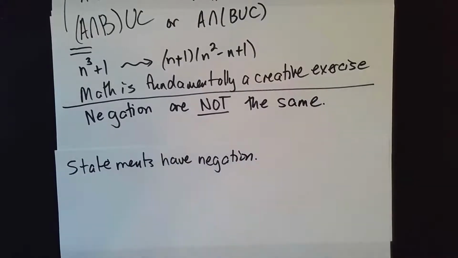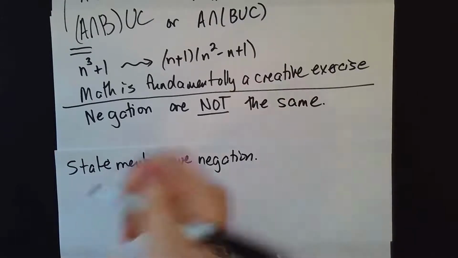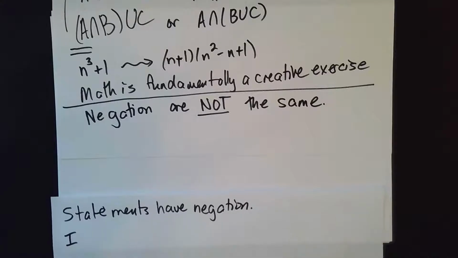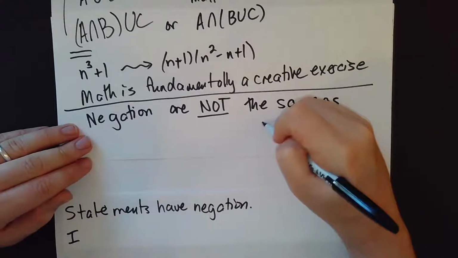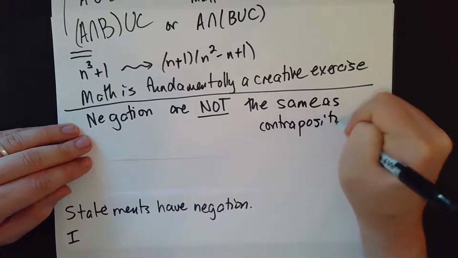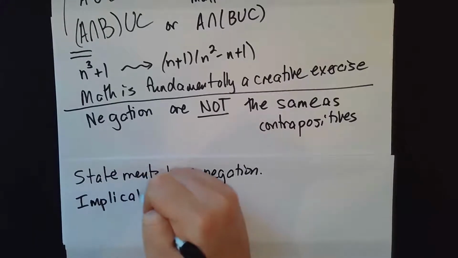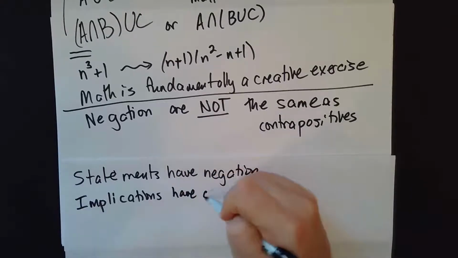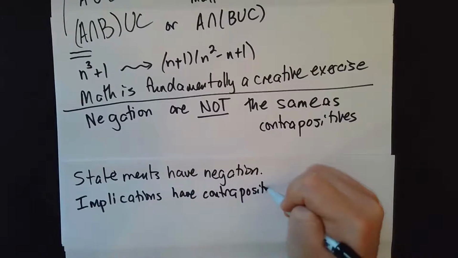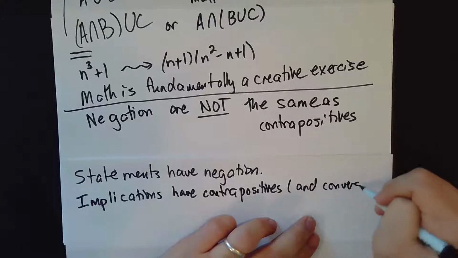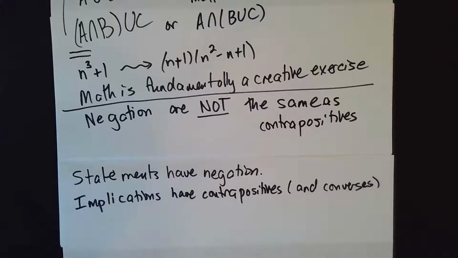Remember, what makes something a statement is just that it is well enough defined to have a truth value. That is, it's true or false. And so as soon as something is a statement, it has a negation. On the other hand, the things that have contrapositives are implications. I realize I did not actually write the full sentence here. Sorry. Implications have contrapositives, and also converses. So all three of these things are different: negations, contrapositives, and converses.